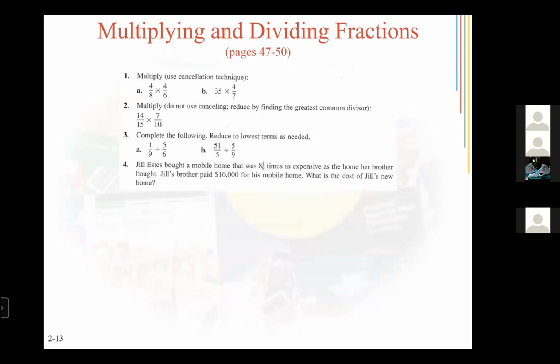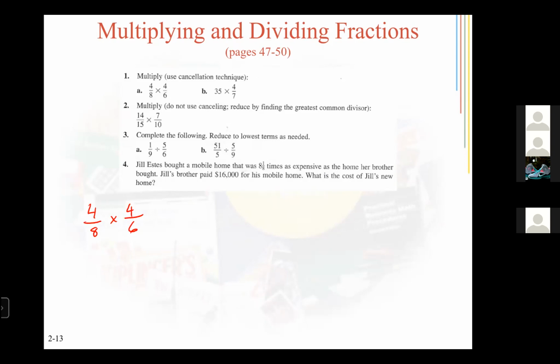If you look at number 1, it says 4/8 times 4/6. They say use the cancellation technique. What's the cancellation technique? It can be considered like cross multiplication. Reducing. No, let me use better terms. It's like diagonally reducing the fractions. Okay, you could reduce.